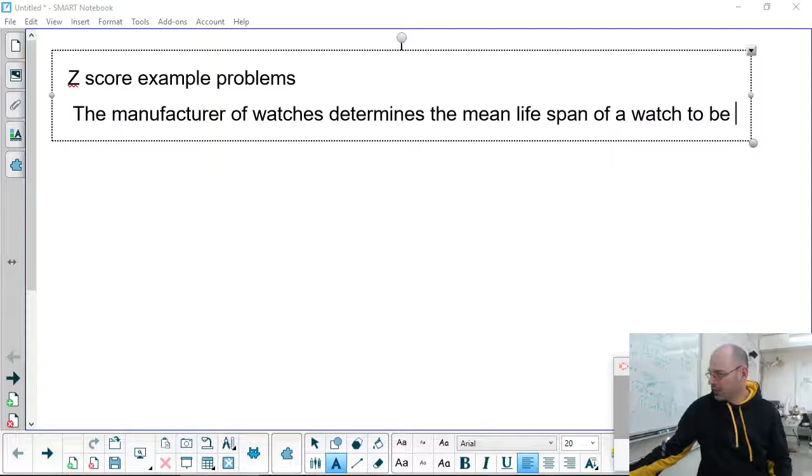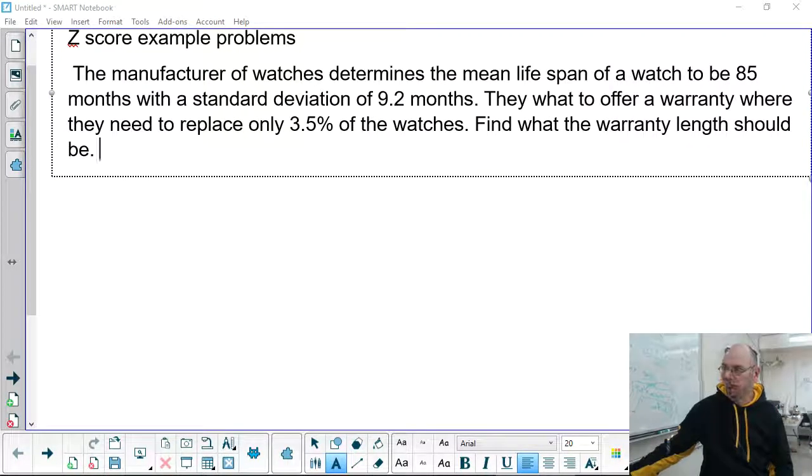Okay, so continuing on with the z-score thing. I'm trying to move this. This thing never wants to move when I want it to. Okay, so I typed it out here. I kind of forgot to unpause it.